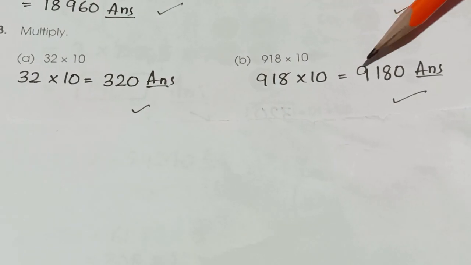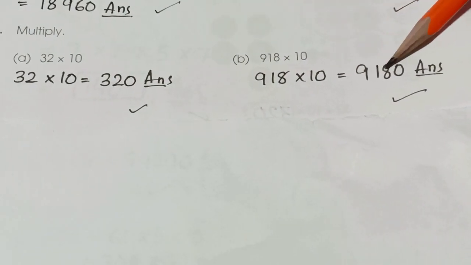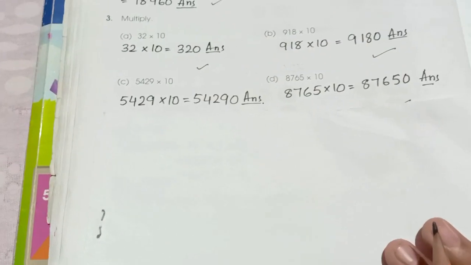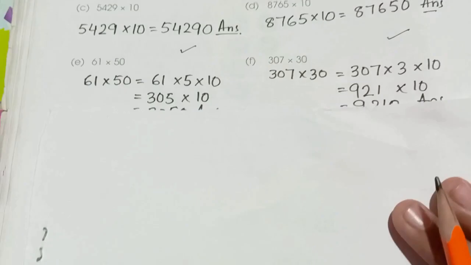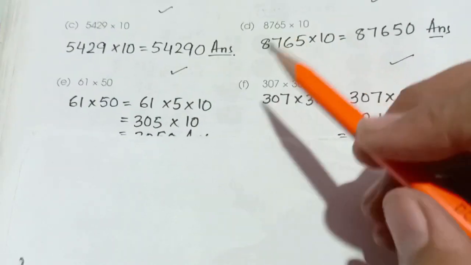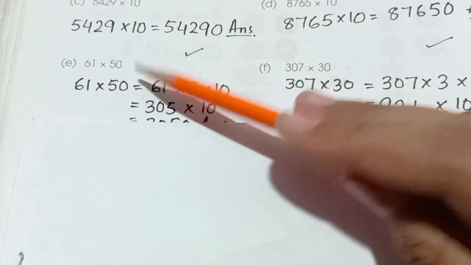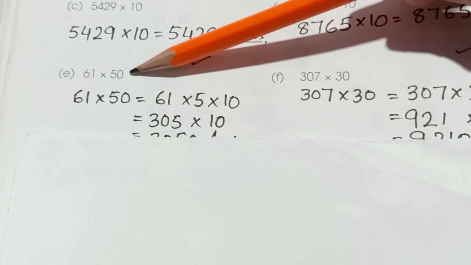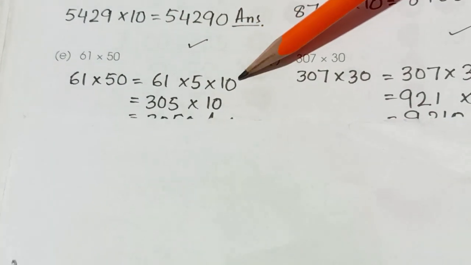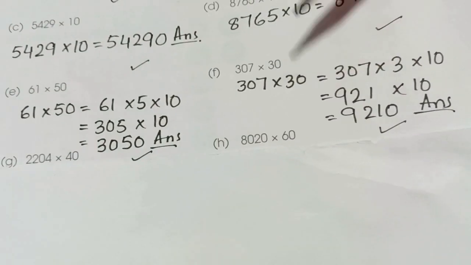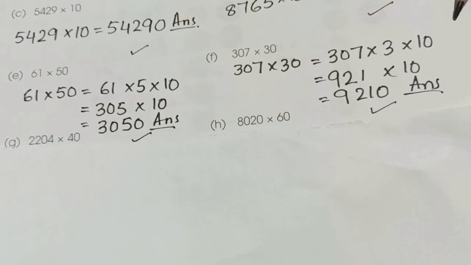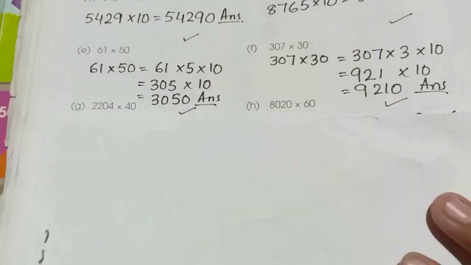918 multiplied by 10, 9180, only adding a 0. So here we have all the numbers like this, and where we have numbers like 30, 40, 50, first we are going to break the number. Here we have 50. We break the 50 into 5 and 10, and then we write the answer. 30 into 3 and 10, and then we write the answer.